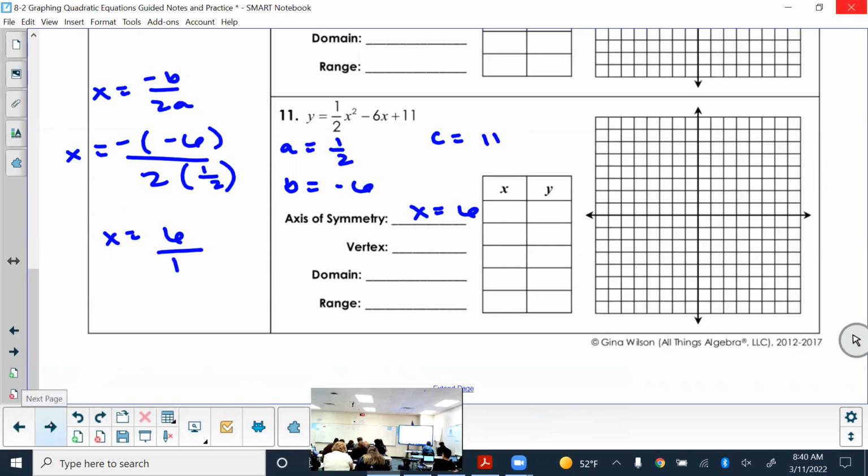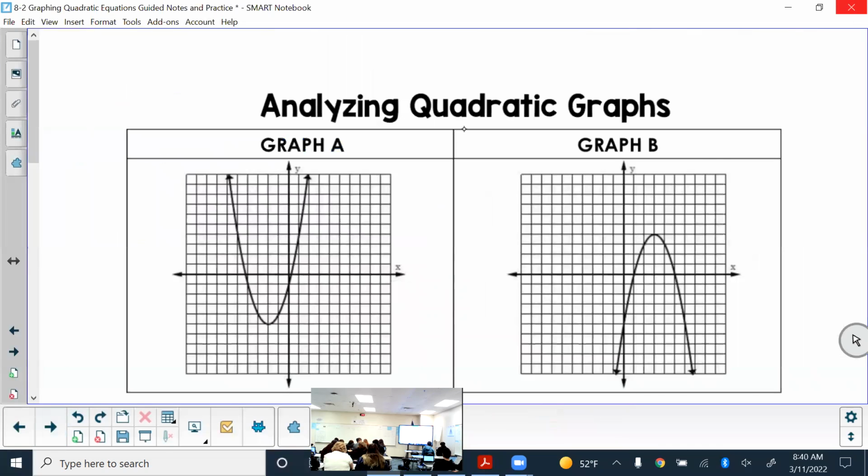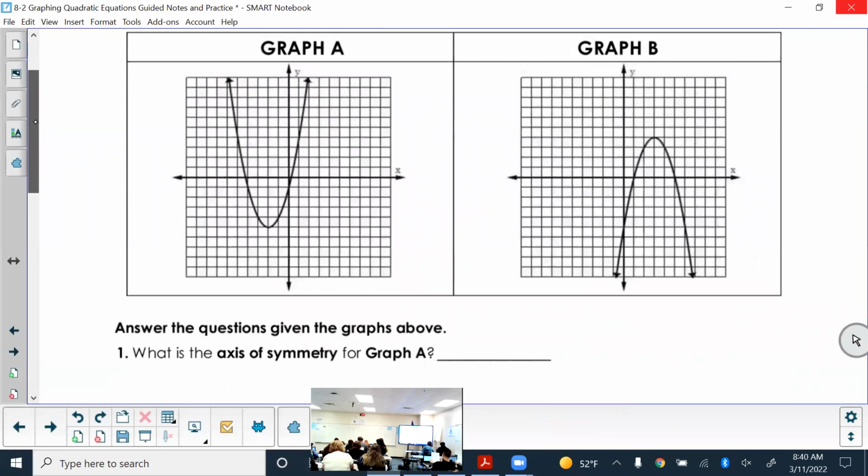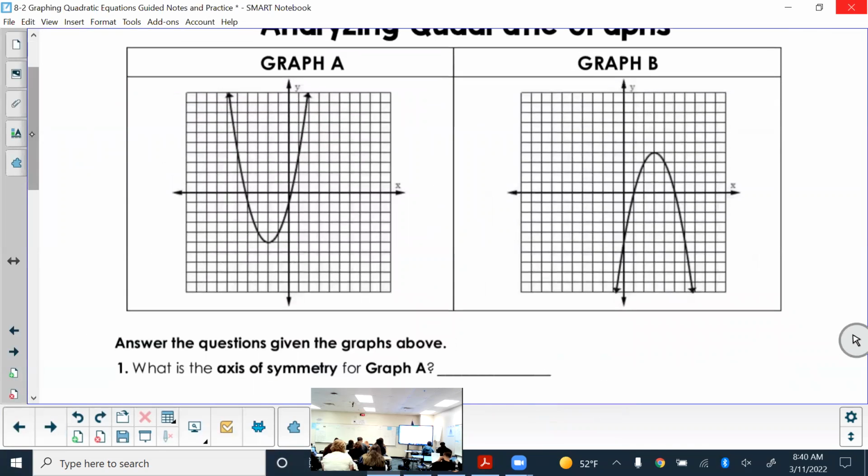Now onto the back page. So these ones, they give you the graphs. And then they ask you things like axis of symmetry, vertex, and all that. Sometimes that's easier, but we haven't yet talked about how to find axis of symmetry unless they give you an equation. So let's practice from a graph. What's the definition of axis of symmetry? Like, where would it be? Down the middle. So where's the middle of my graph? What x value?